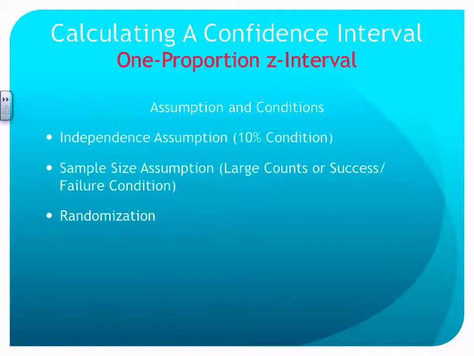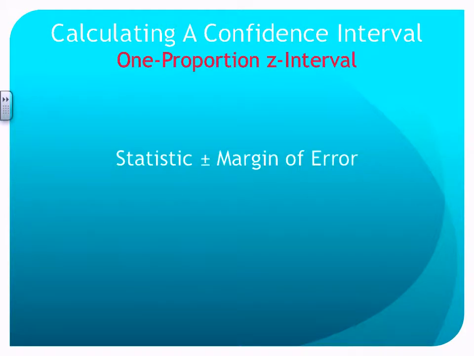So before we can calculate a confidence interval, whether we do it by hand or in a calculator, we absolutely have to make certain that our three conditions are met. It's the same three conditions that we've been looking at with proportions: an independence assumption, that's your 10% condition; a sample size assumption, that's your large counts or success-failure condition; and then it has to be random, okay? I'm not going to go through them right now. You know how to do those.